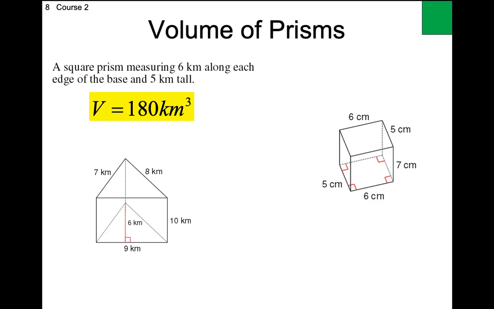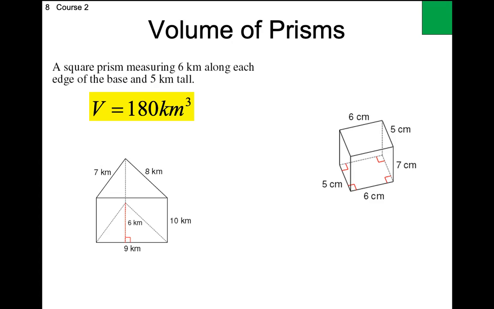Okay. A square prism has only one measurement. What's the measurement? 6. What's the only measurement? 5. A square prism measuring 6 along each edge, so each side 6, right? It's 5 tall though. So the base is a square, but the sides are rectangles, right?